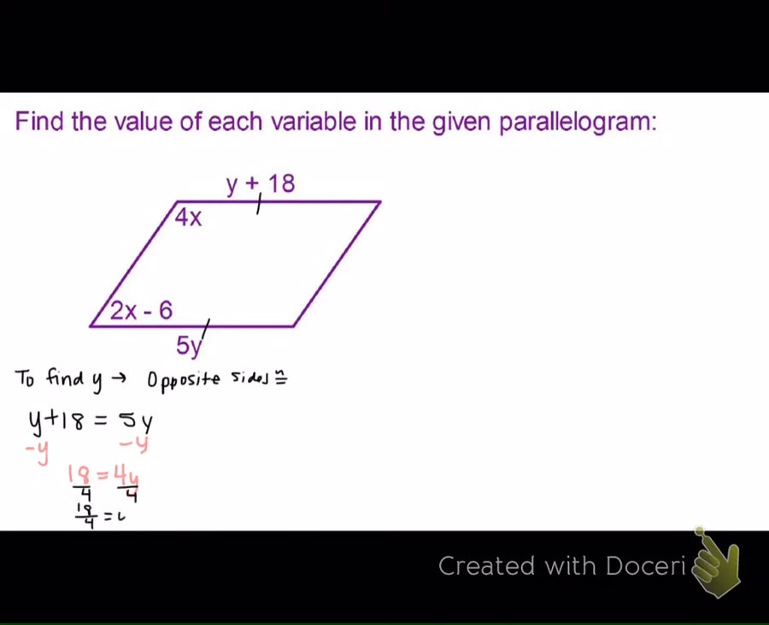What goes into 18 and 4? 2, so that's 9/2. I prefer improper fractions. If obviously this is not a rounded decimal, that's fine, but I would prefer an improper fraction.